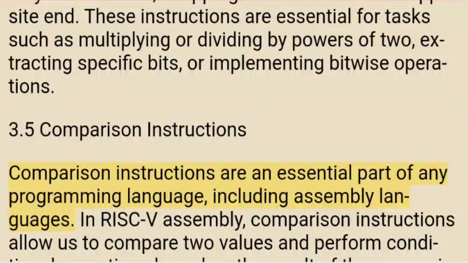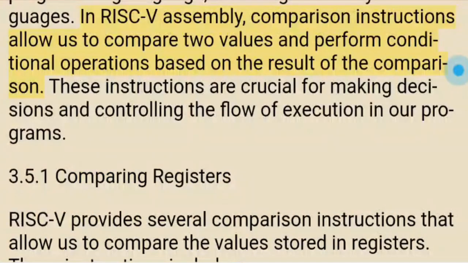Comparison instructions are an essential part of any programming language, including assembly languages. In RISC-V assembly, comparison instructions allow us to compare two values and perform conditional operations based on the result of the comparison. These instructions are crucial for making decisions and controlling the flow of execution in our programs.